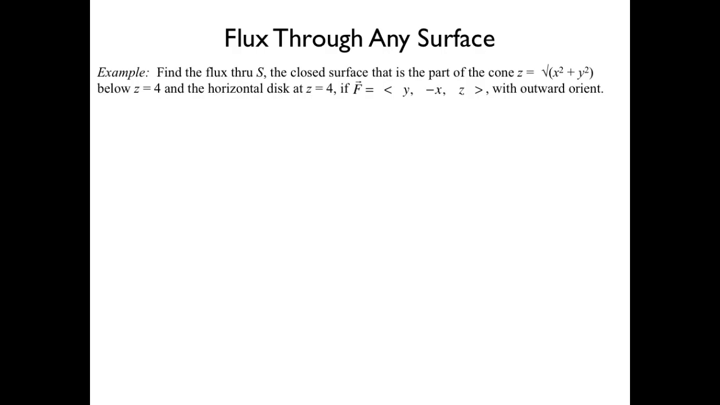Let's look at this problem. Look familiar? Super familiar, he said. Just half an hour ago, right? So what does it want? It wants us to find the flux through S, the closed surface that's part of the cone, and below is z equals 4. We just saw it. And we did the surface integral. We did S1 and S2. And we calculated this.